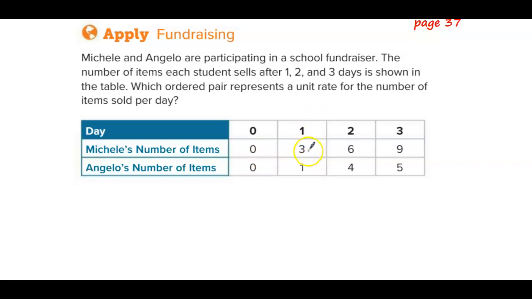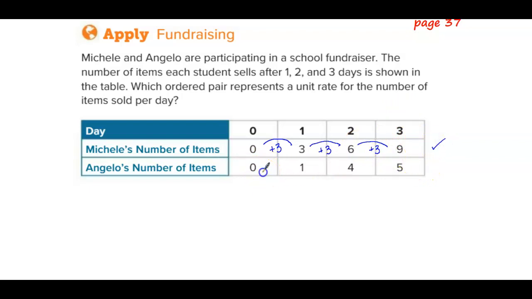After 1 day, Michelle has sold 3 items, and Angelo has only sold 1. After 2 days, Michelle has sold 6, and Angelo has sold 4. And after 3 days, Michelle has sold 9, and Angelo has sold 5. Now, you could graph these on a piece of graph paper and see which ones make a straight line and which one doesn't. Another way you can tell is a straight line always increases at a constant rate. All right? So if we're looking at the rate of increase from here to here, this was an increase of 3. From here to here, this is an increase of 3. And from here to here, this is an increase of 3. That's increasing at a constant rate, so this is a straight line.